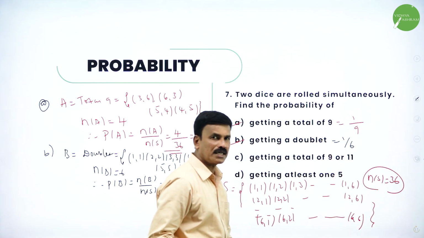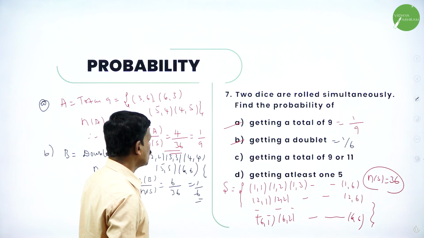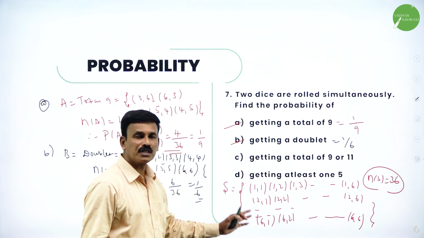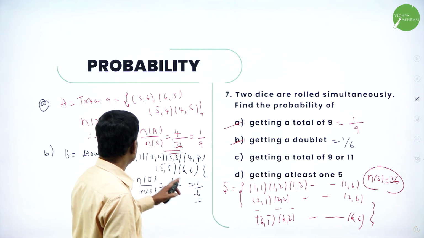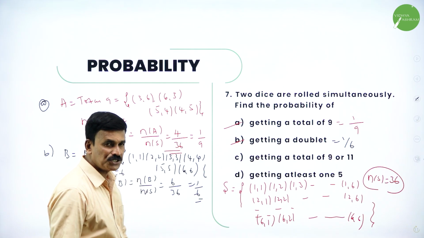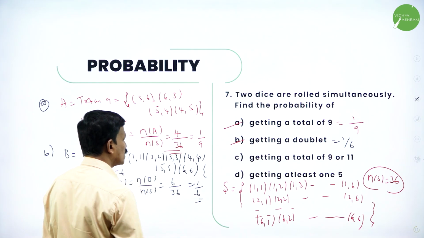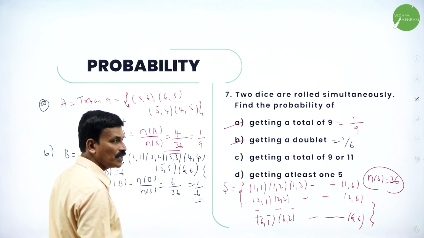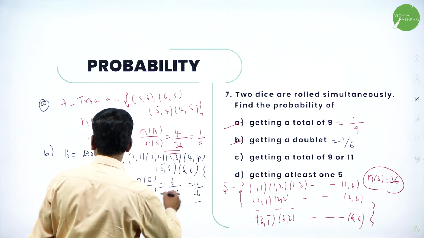Now move on to the third condition, getting a total of 9 or 11. Now we already know the total of getting 9 is nothing but 3, 6, 6, 3, 5, 4, 4, 5. And in addition to this, the total of getting 11. 11 means 5 and 6, and 6 and 5. That's all.